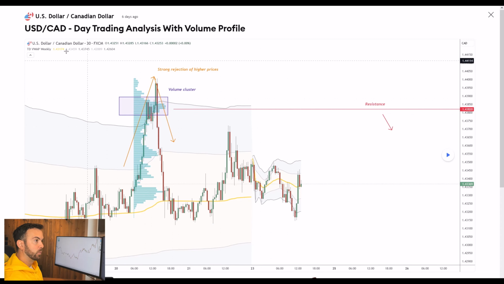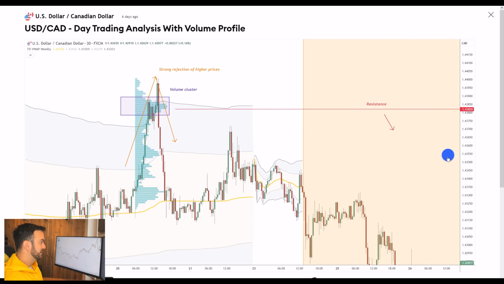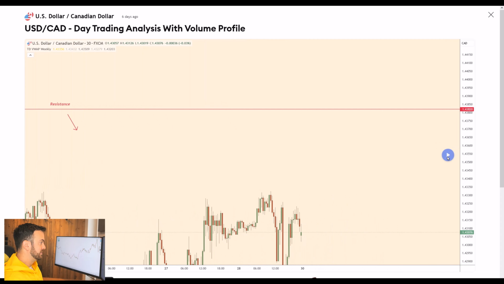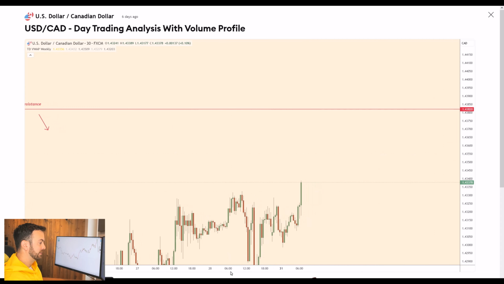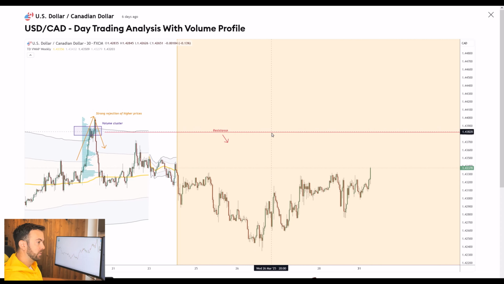So the first one was on the US dollar, Canadian dollar. We had a resistance, this one. This resistance still did not get hit. As you can see, it's still not tested, right? So this is a still viable trade to take. We just need to wait for that pullback and then go short from there.